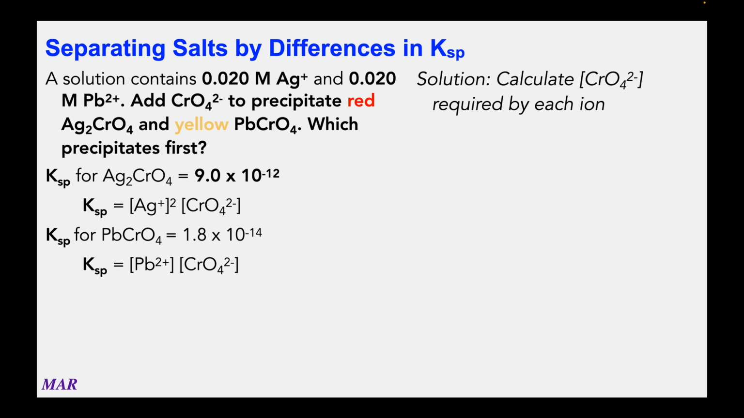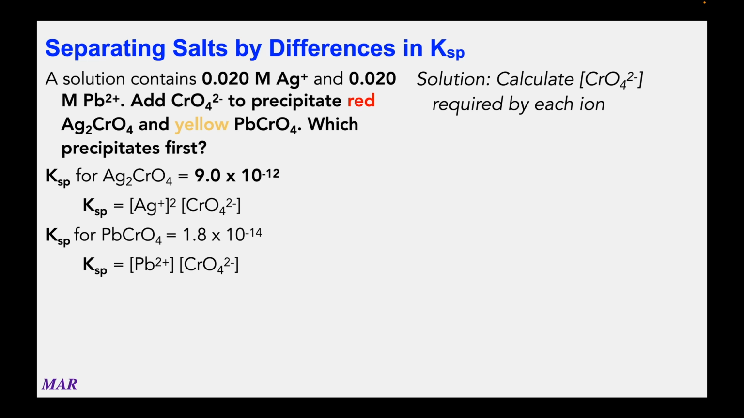And if you make lead 2 chromate, PbCrO4, it's kind of a yellow color. So we want to know what color we are going to see first, which precipitate will form first. And to answer all of this, we need to have KSPs. So we have 2 KSPs here, one for silver chromate and one for lead chromate.